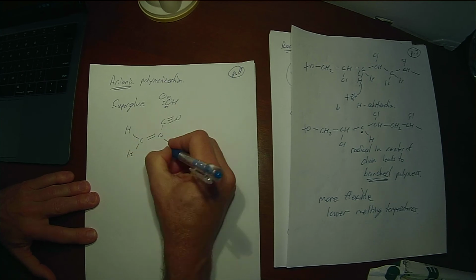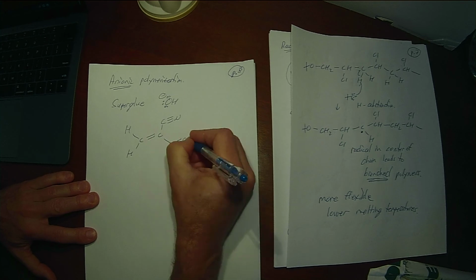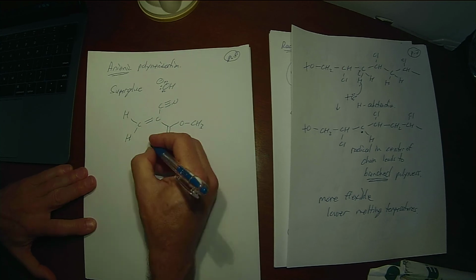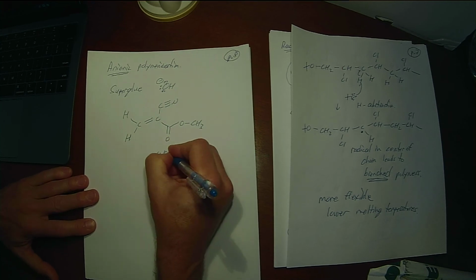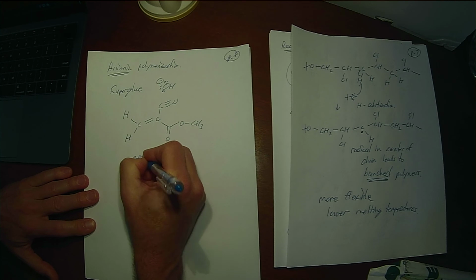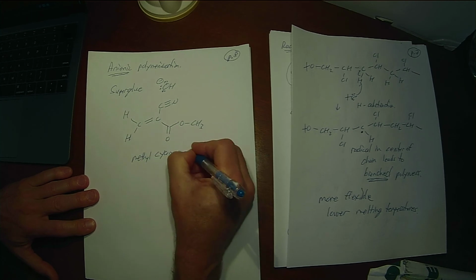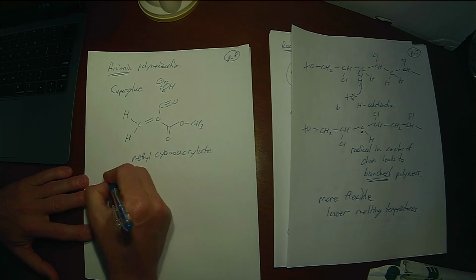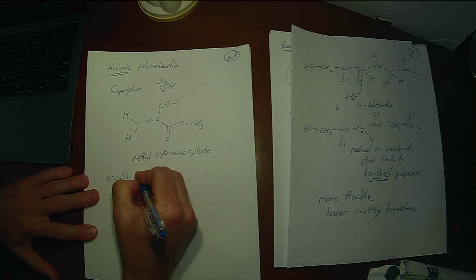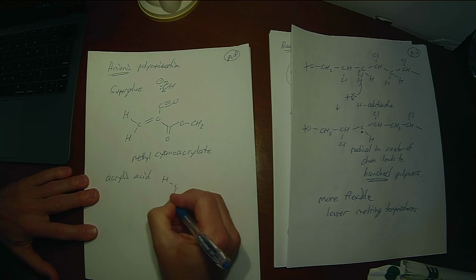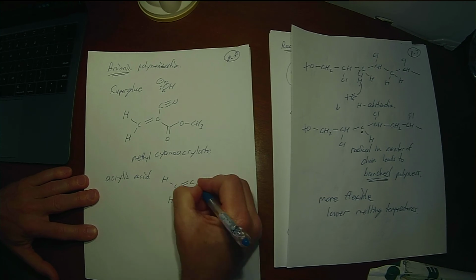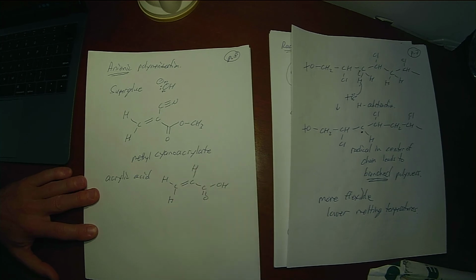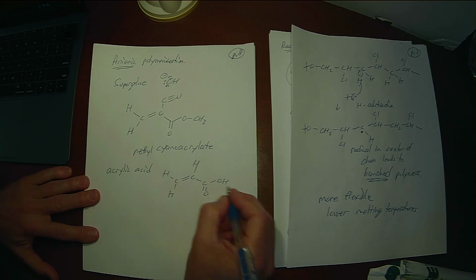and it's got a methyl ester. So this is called cyanoacrylate, methyl cyanoacrylate. Acrylic acid is this structure. Got the carboxylic acid here. What would be the IUPAC name for that?